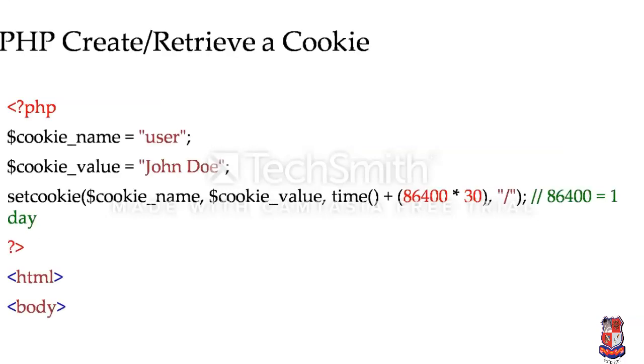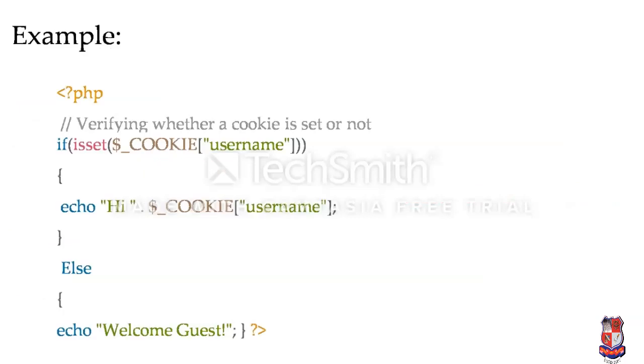Now let's see how to use cookies in PHP. For creating a cookie, you have to first use setcookie and give the parameters: name of the cookie, value of the cookie, and expiry of the cookie. In this example, user is the name of the cookie, John Doe is the value of the cookie, and expiry is given for 30 days. For path, I will just give /, then the cookie will be created.